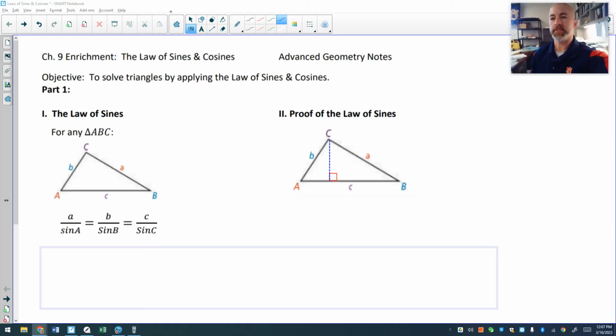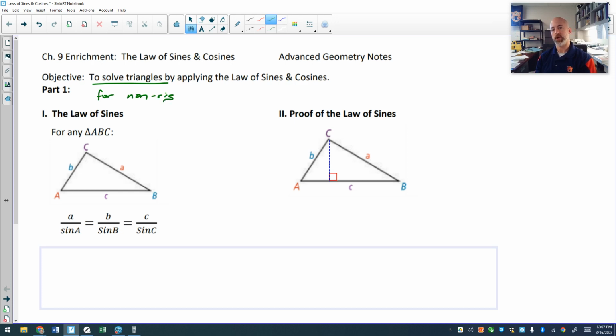All right, geometry. Let's talk about the law of sines and cosines. These are two techniques used to find missing angles and side lengths of triangles, and they are typically used when you do not have a right triangle. So we are going to solve triangles, find all angles, all side lengths, but this is specifically for non-right triangles.